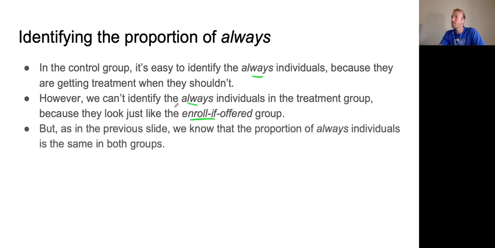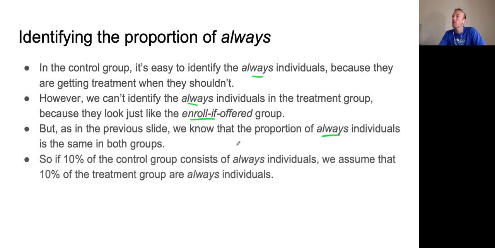Same trick. What I do is I look for the always in the control group. And then I just go ahead and apply it to say, hey, there's probably about 10% alwayses in the treatment group. Remember, the cool thing about this is I don't have to know exactly who in the treatment group is an always. I just need to know how many alwayses there are, what proportion there are. So if 10% of the control group consists of alwayses, then I can say, I bet 10% of the treatment group are always individuals also.